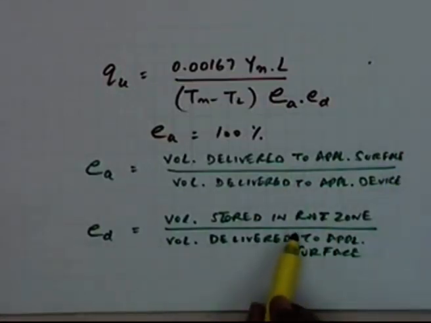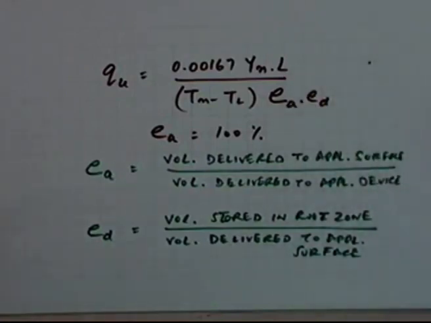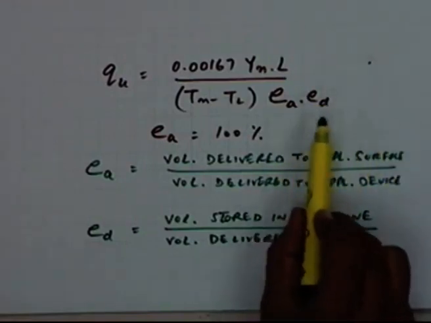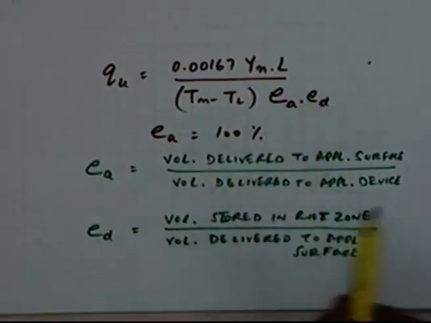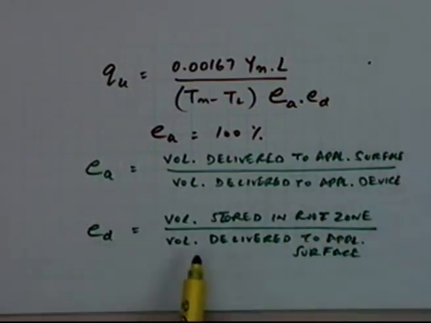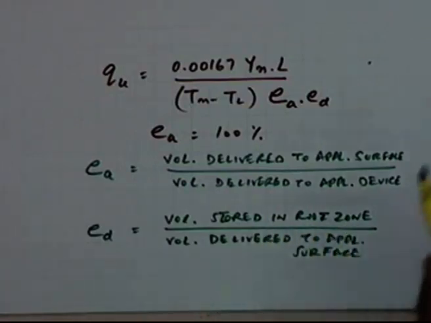So your application efficiency is basically confined to the ED value. Instead of using EA as we had used in the last class, we had better either use the combination of these two, or if we assume that EA is 100% as per this definition, we will just use ED, the distribution pattern efficiency, which will give you an idea of how much of the water is actually stored in the root zone in comparison to what has been delivered. Okay?